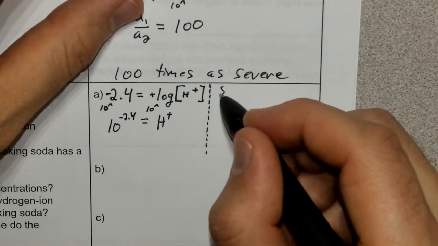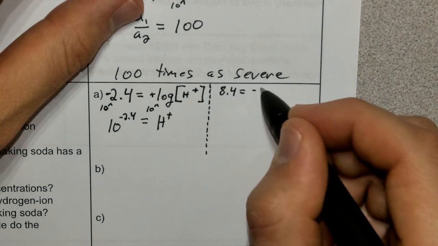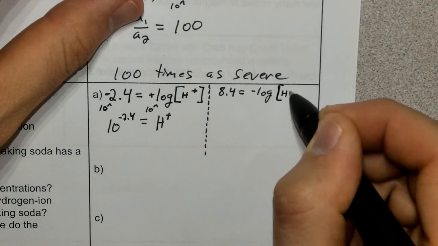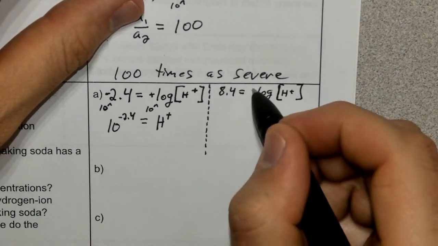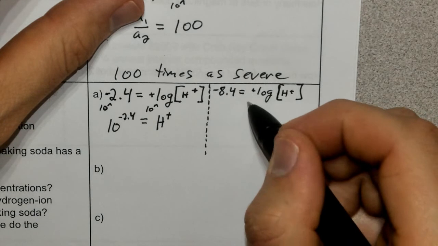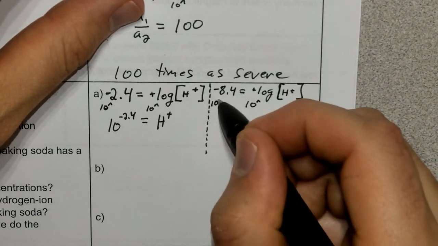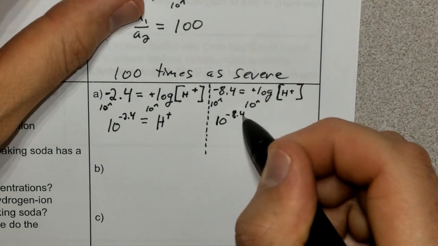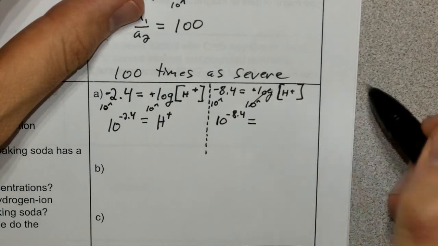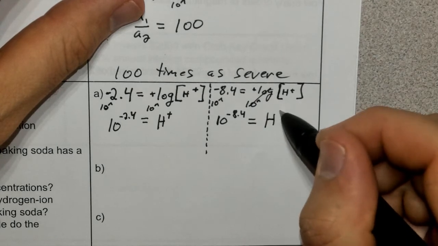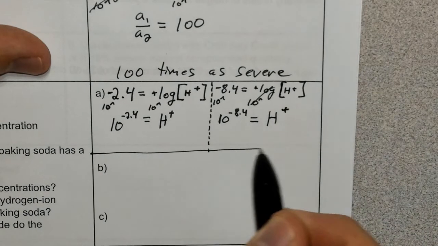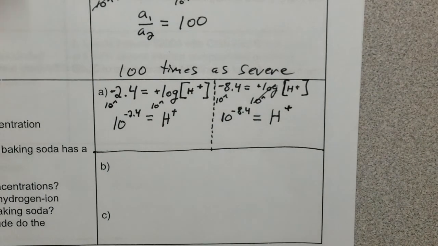Okay, so then we'll take 8.4, set that equal to negative log of H plus, times both sides by -1, and then exponentiate with the base 10. So I get 10 to the negative 8.4 is equal to, these cancel each other out, and the H plus. That one was for the baking soda. All right. Questions on getting the H plus or the hydrogen ion concentration?